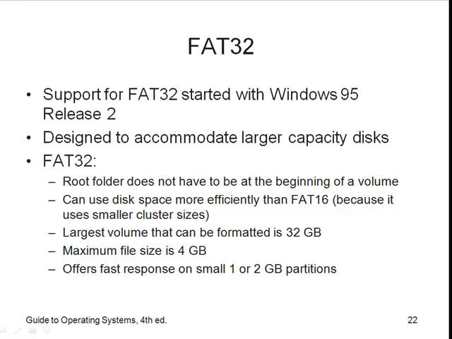Well, support for FAT32 started with Windows 95 Release 2. It was designed to accommodate these larger capacity disks that started coming out at about the same time. And FAT32 provides a root folder that does not have to be at the beginning of the volume. It can use disk space more efficiently than FAT16 because of the cluster sizes. It uses a smaller cluster size by default, which means that when it reaches the end of a file, you don't have to waste so much space, and therefore as you span the volume, you end up with more space.